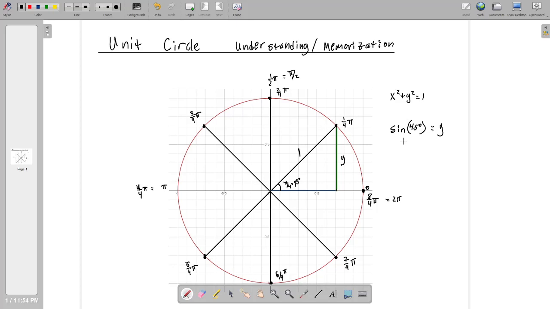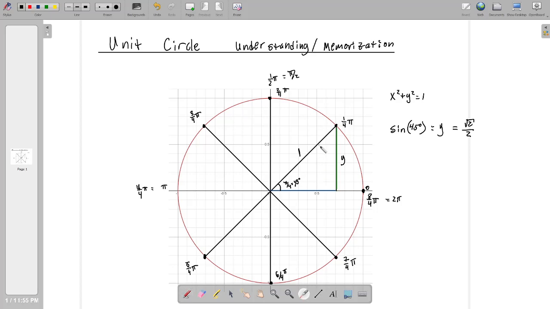So what that means is, if we know what the sine of 45 degrees is, then we know what y is, because that's exactly what y is. And we do know what the sine of 45 degrees is. It's root 2 over 2. So we end up with y equaling root 2 divided by 2. Again, we found this in Chapter 6.